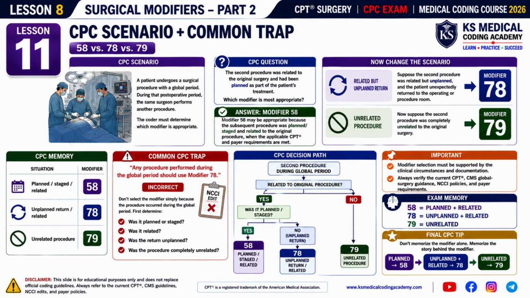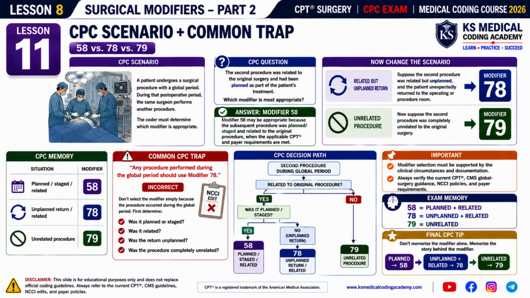Here's the common CPC trap. Any procedure performed during the global period should use modifier 78. That's incorrect. Don't select the modifier simply because the procedure occurred during the global period. First ask, was it related? If yes, ask, was it planned or staged? If planned or staged, think 58. If related but unplanned, think 78. If unrelated, think 79. Your CPC decision path is: second procedure, related, planned or staged, select 58, 78, or 79, verify documentation and current rules.